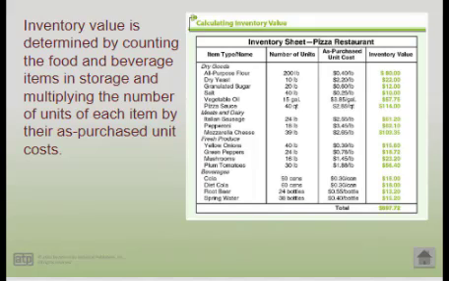Inventory value is determined by counting the number of food and beverage items in storage and multiplying the number of units of each item by their as-purchased unit cost. Inventory is the amount of food and beverage products that have been purchased and are currently being stored for future use. The inventory value at the beginning of a period plus the purchases made during that period represent the total amount of food and beverages available for sale during that period.